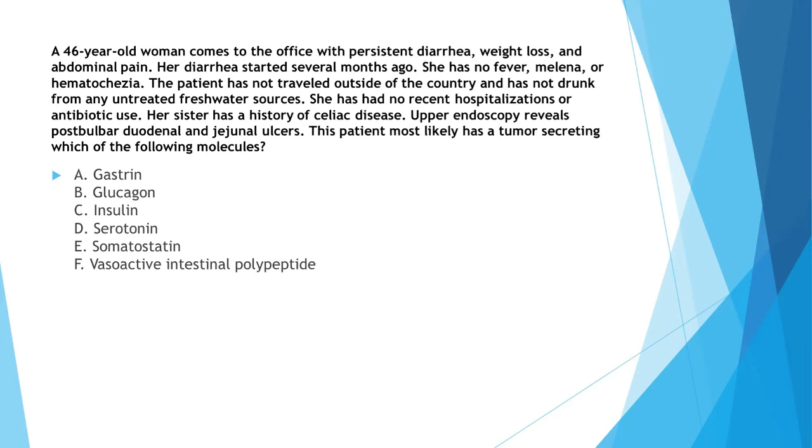Upper endoscopy reveals post-bulbar duodenal and jejunal ulcers. This patient most likely has a tumor secreting which of the following molecules? Gastrin, glucagon, insulin, serotonin, somatostatin, or vasoactive intestinal polypeptide.